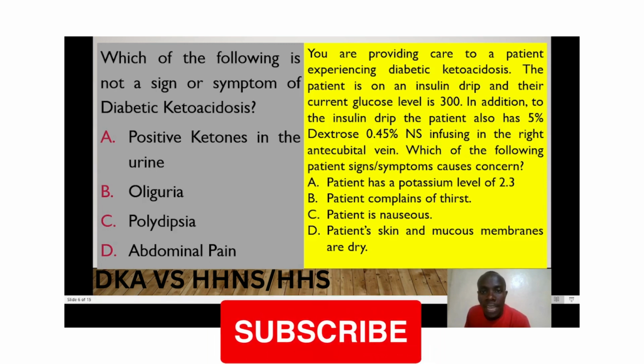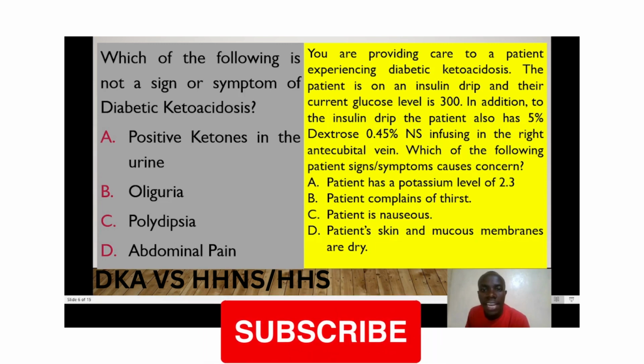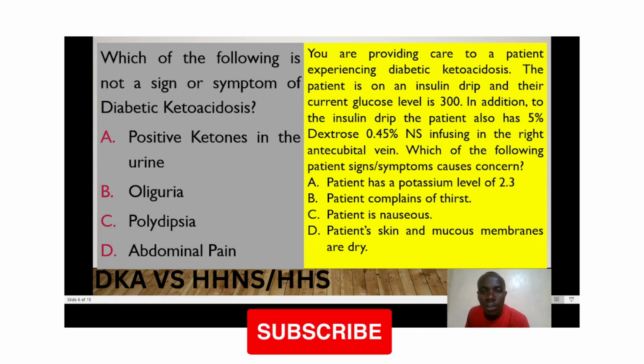You are providing care to a patient experiencing diabetic ketoacidosis. The patient is on insulin drip and their current glucose is 300. In addition to the insulin drip, the patient is also on 5% dextrose, 0.45% normal saline infusing in the right antecubital vein. Which one of the following signs causes concern?